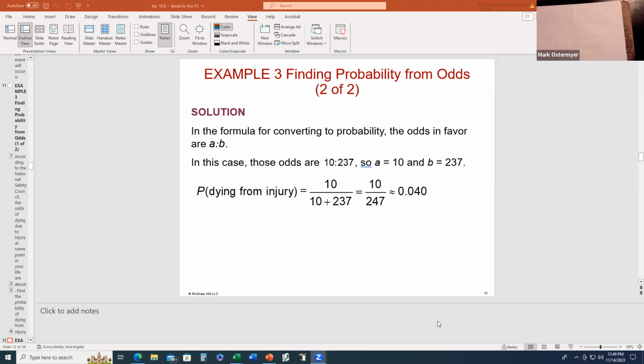Now, I have a question for you. Suppose I gave you the probability of dying from an injury is 10 over 247. How could we convert this probability back to odds? Well, the odds of dying from an injury would be equal to the probability of dying from an injury, which is 10 over 247, divided by 1 minus the probability of dying from an injury, 1 minus 10 over 247.